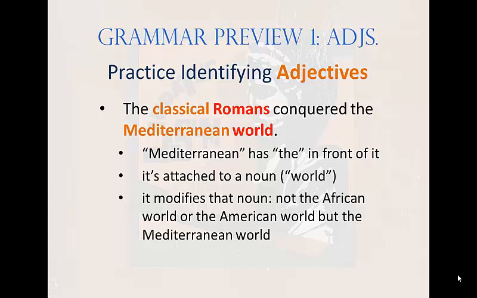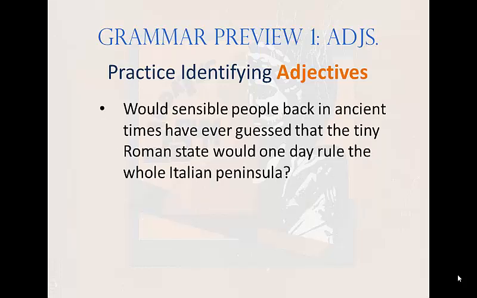Let's up the ante a little bit, with a slightly longer sentence. A slightly modified version of the sentence we did before when we were looking at nouns. Would sensible people back in ancient times have ever guessed that the tiny Roman state would one day rule the whole Italian peninsula? First, where are the nouns? Let's get them out of the way. You know how to figure out if a word is a noun, so I'll tell you how many nouns there are on a line of text, and you tell me which words are those nouns.